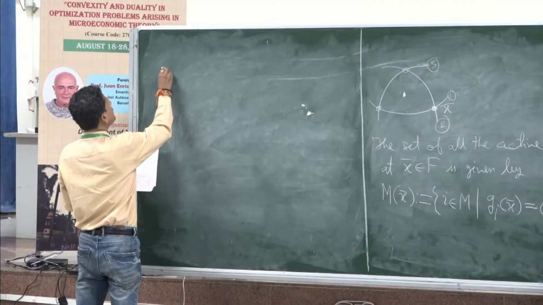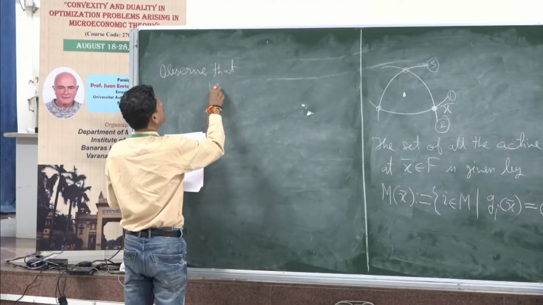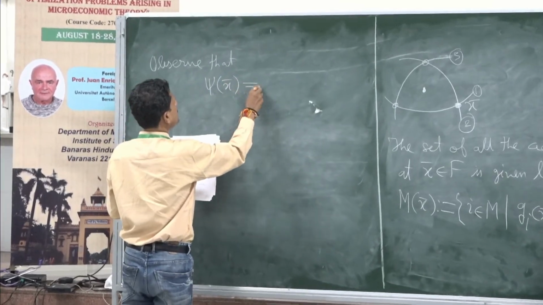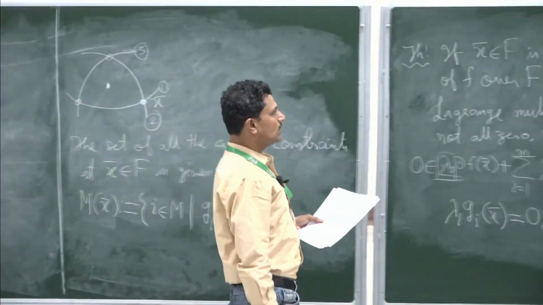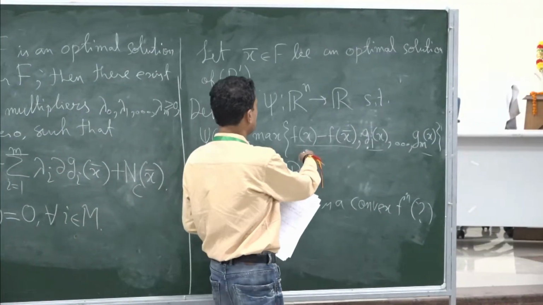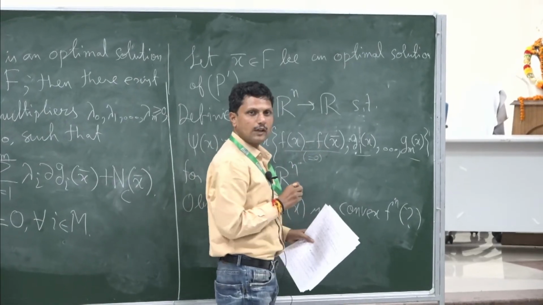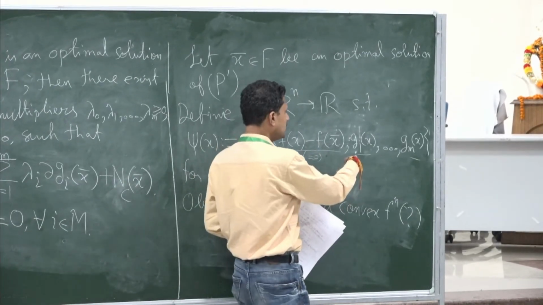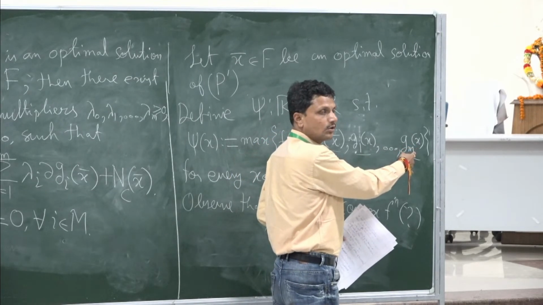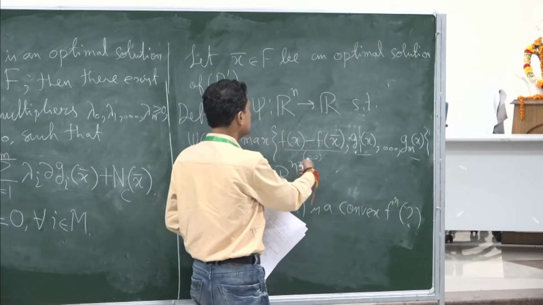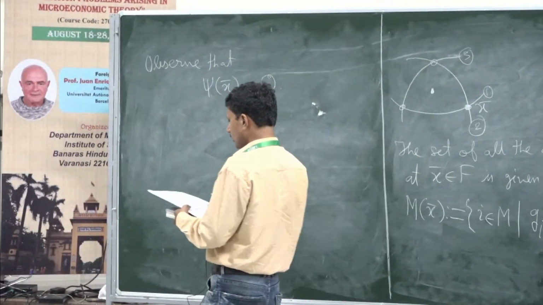Now you observe that phi of x bar is equal to 0, right? Because if you have x bar in place of x, then f of x bar minus f of x bar is 0, and g1 of x bar is less than or equal to 0, up to gm of x bar is less than or equal to 0. So the maximum value is obtained at 0. So phi of x bar is equal to 0.